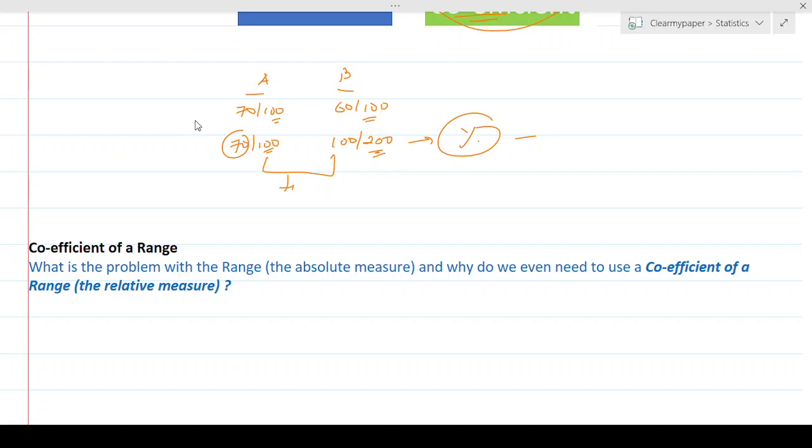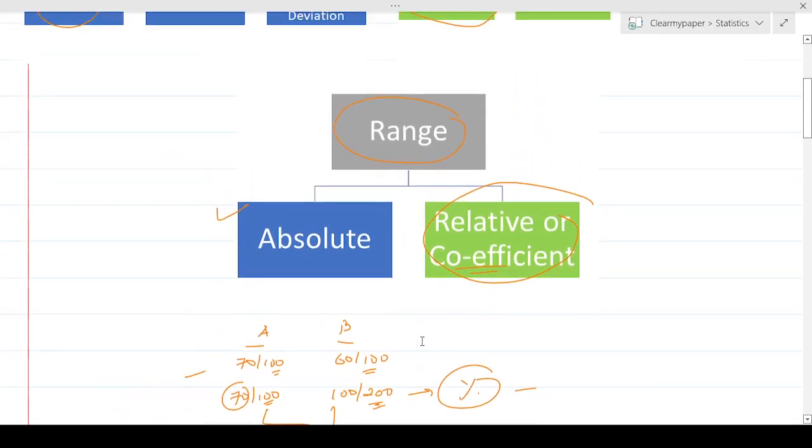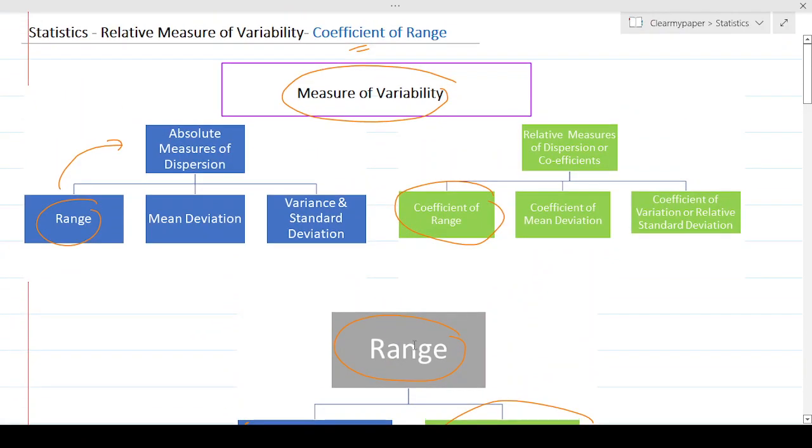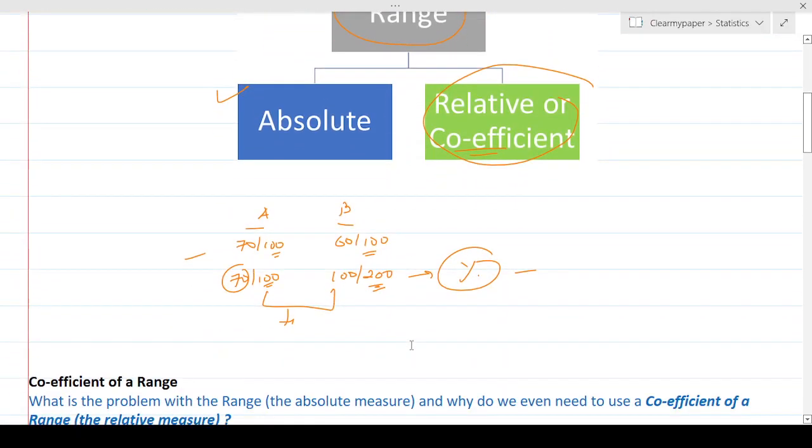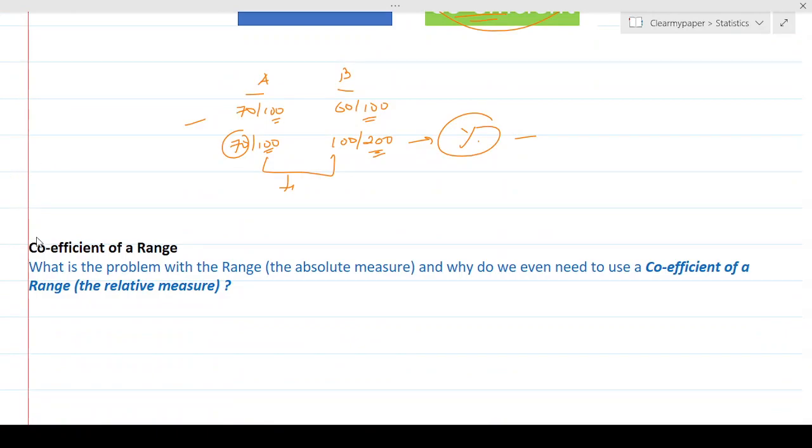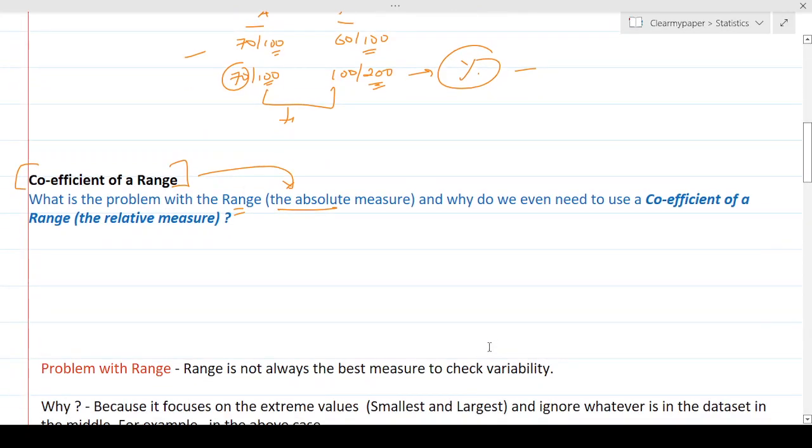I explained this example in detail in the previous video when we were talking about the fundamentals of variability and understanding the concepts of variability. Just check out that episode in case you need a refresher. Nevertheless, we always need the relative measure to get a better perspective of what's going on. But before we get into the coefficient of range, let's understand what the problem is with its counterpart on the absolute side. What is the problem with the absolute measure, that is the range, and why do we need to use this specific concept in the context of range? Let's understand that. Maybe a couple of examples I'll give you, and then that should be clear.